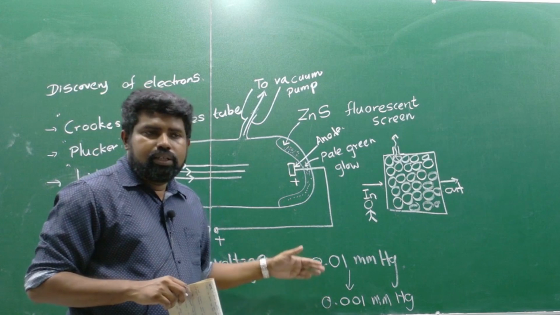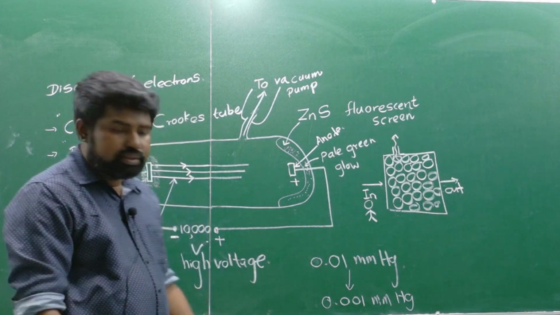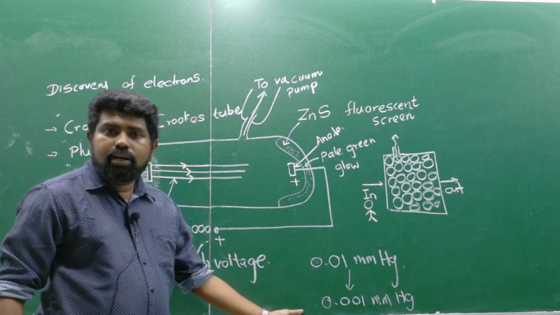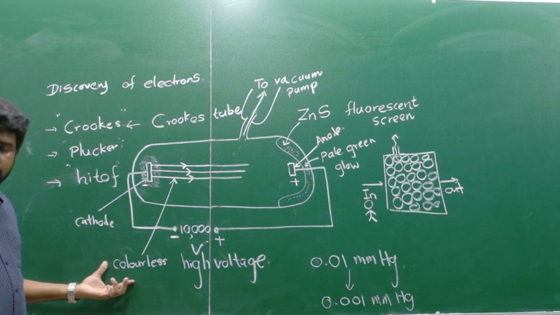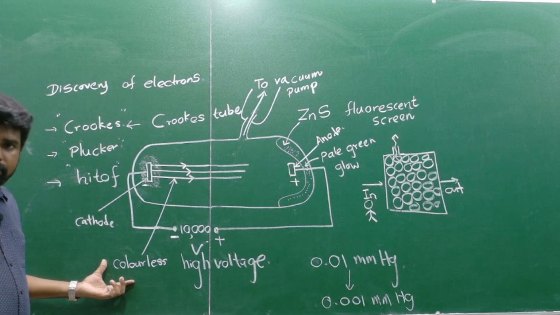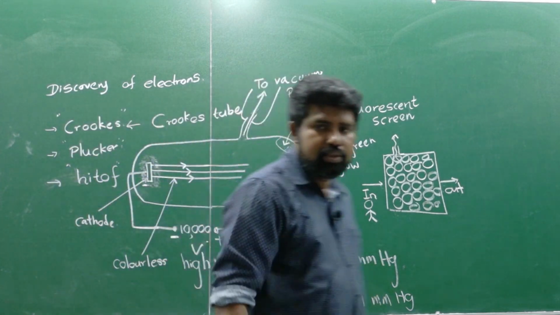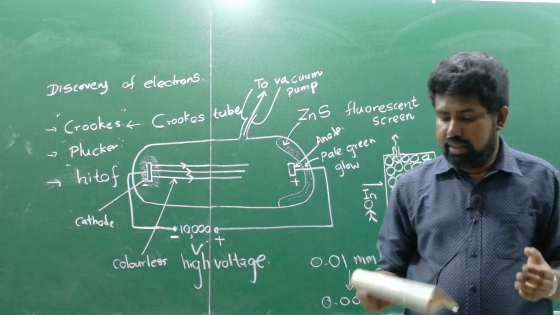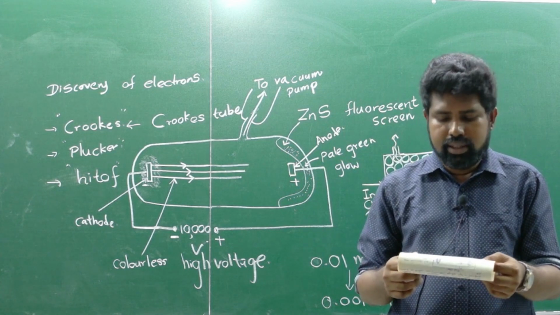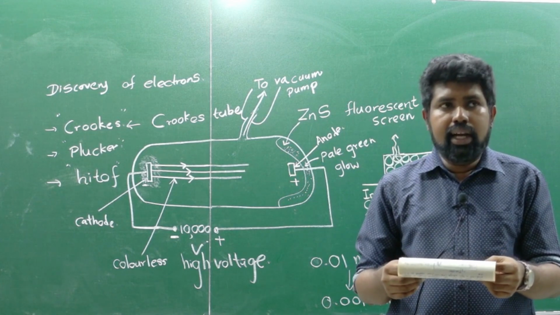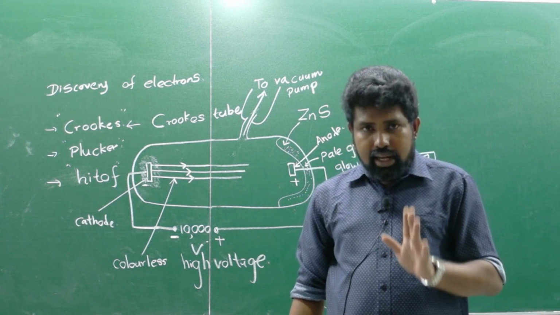Right, in the next line: these rays are, what's the color? No color. Write it down and highlight the word colorless. Colorless, and they gave a green color glow.